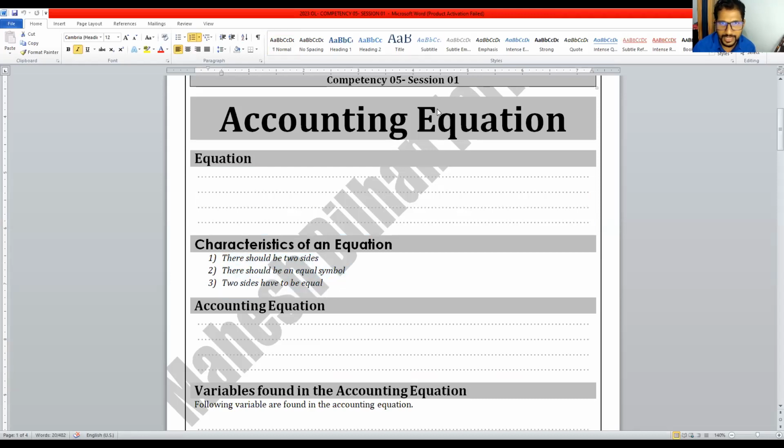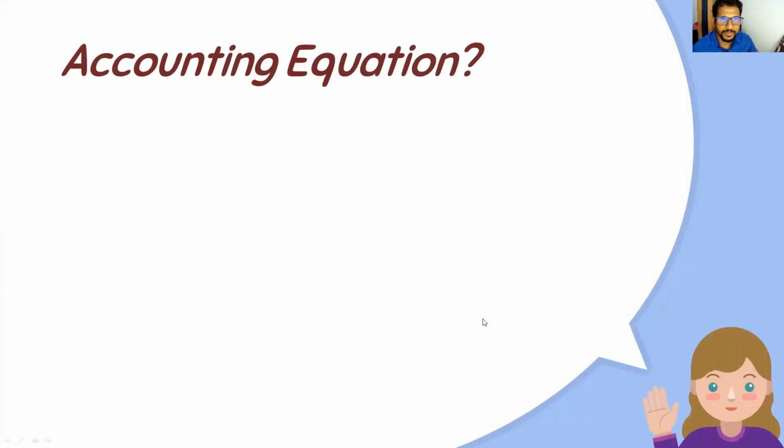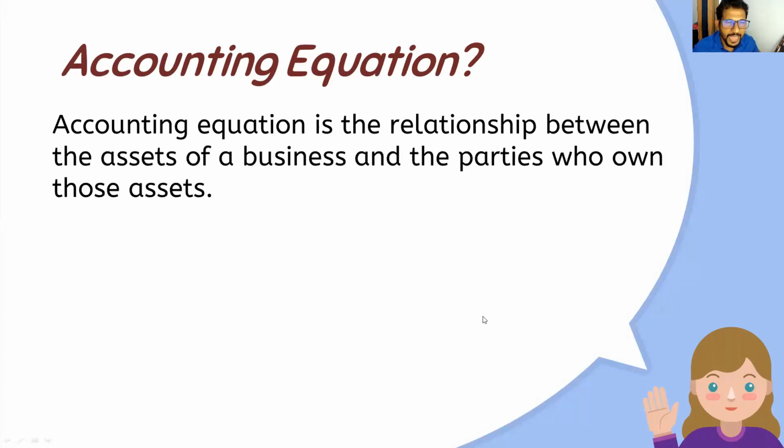Okay, son? Right, great. Now, let's get back to the topic, accounting equation. What is this accounting equation? Accounting equation is the relationship between the assets of a business and the parties who own those assets. I give you 2 minutes to write this down. Write this definition, then I'm going to explain it. Hurry up. Okay, finished writing?